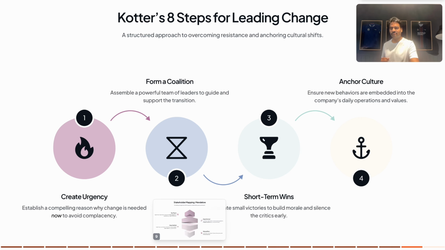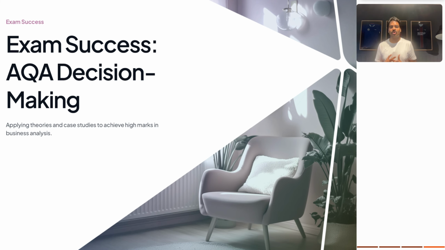And now we look into how you get top marks in Unit 2. Use these models we discussed. If a question asks about leadership style, reference Tannenbaum and Schmidt or Blake Mouton. If it asks about stakeholders, draw Mendelow's matrix. Examiners love it when you name the model. Apply to the case study. Don't just define autocratic leadership. Explain why it's appropriate for that specific crisis in the case.